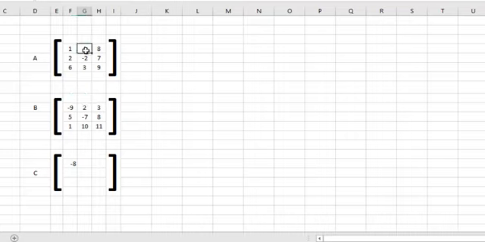So for these elements, that is equal to 4 plus 2. Ganon. Then this element is equal to 8 plus the element of matrix B. So ganon ang pag-add by element. Okay.